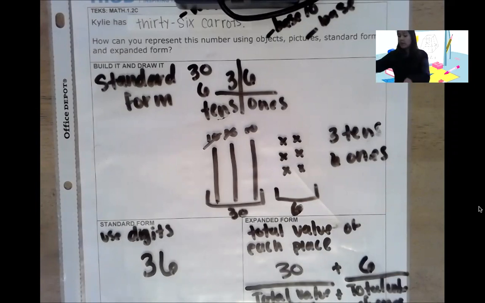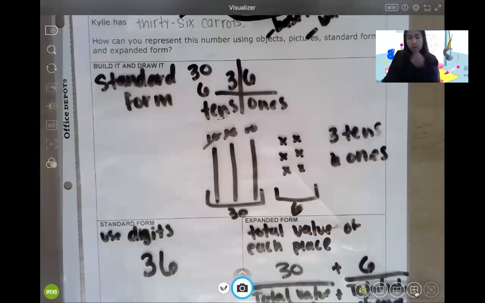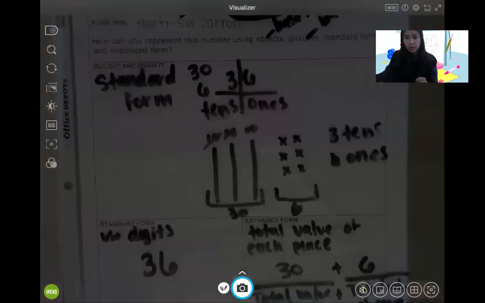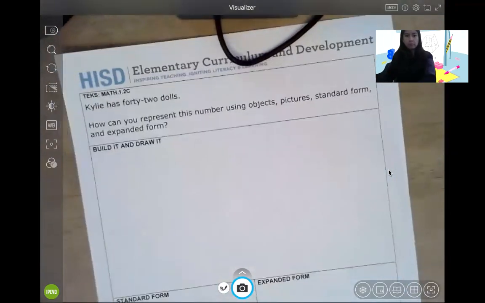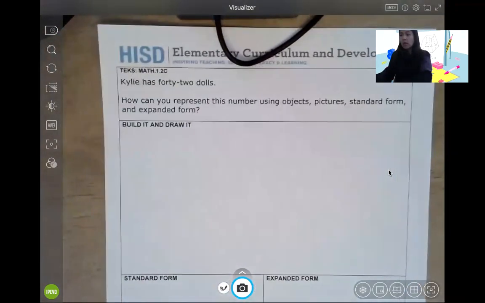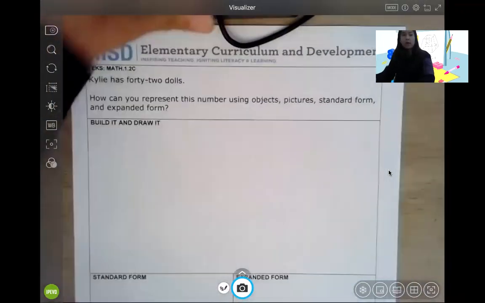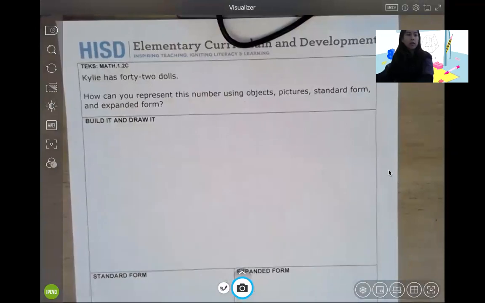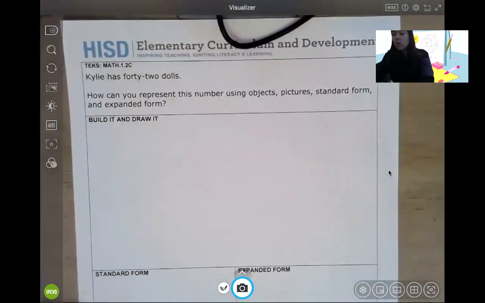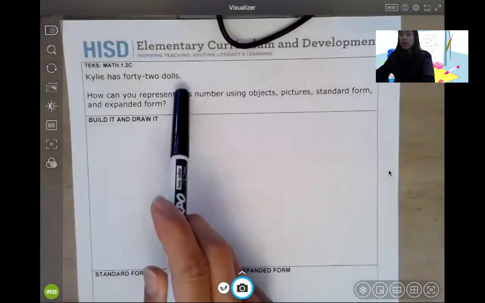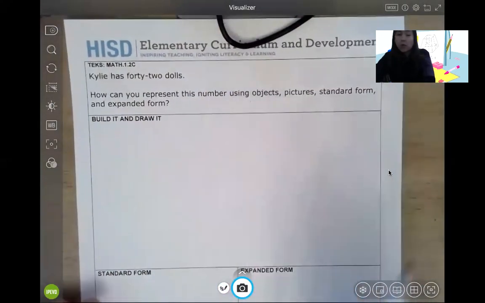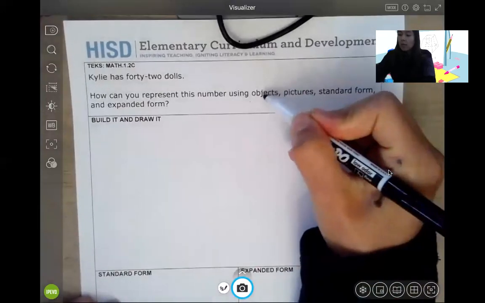And now it is your turn, boys and girls. So your homework for today, this is your homework for today. So now the number has changed. So now Kylie no longer has 36 carats. She now has 42 dolls. And your job is, you don't have to use the objects, but to represent it in picture.